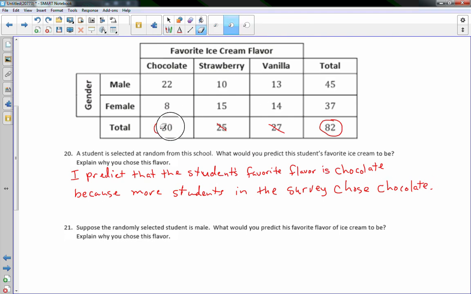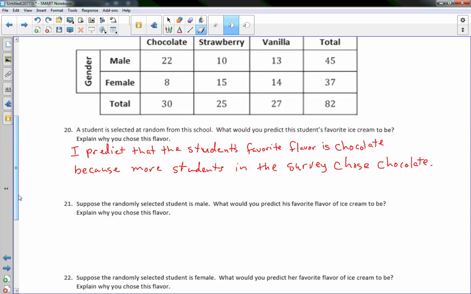Okay. Now let's erase that and answer the next question. Now it says, suppose that the randomly selected student is male. What would you predict his favorite flavor of ice cream to be? So what they're saying is, now that we know that we chose a male, and we want to predict their favorite flavor of males, then you would answer the question by saying what?